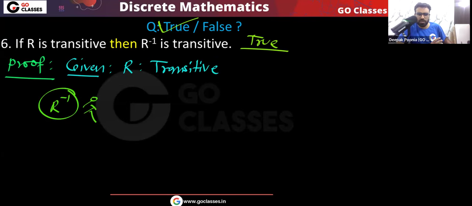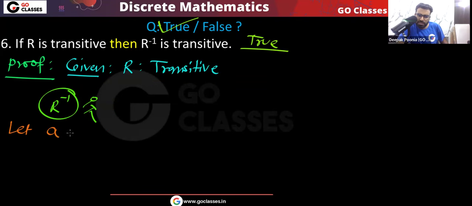For a moment, assume that I don't know whether R inverse is transitive or not. It is given that R is transitive. I need to check whether R inverse will be transitive or not. So, what do you do? If you want to check R inverse is transitive or not, then what will you do?